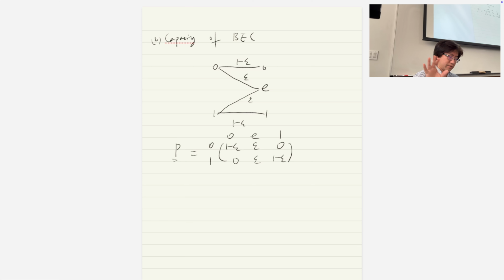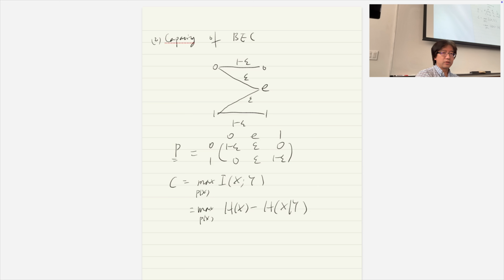Sorry, this is the transition matrix of the BEC, not the capacity. Now let's compute the capacity, which is the maximum over Px of the mutual information between x and y. This time we can expand it the other way: H(X) minus H(X given Y).